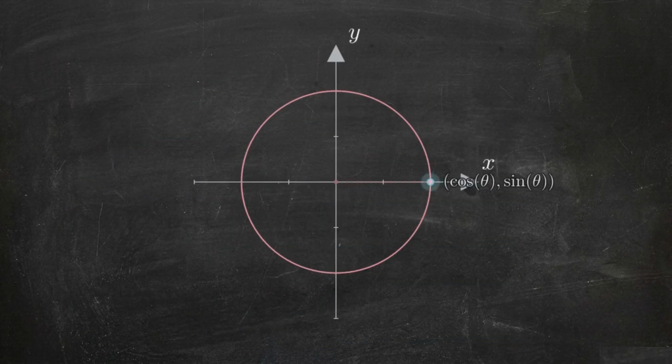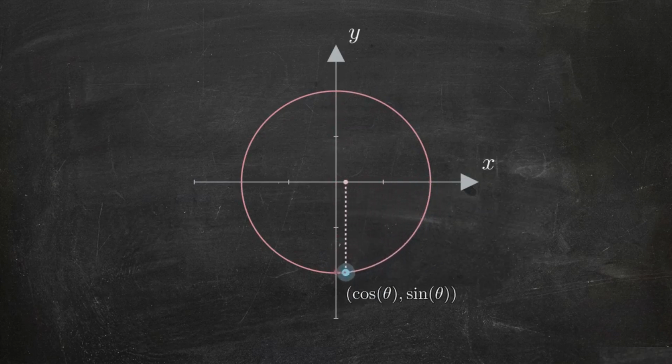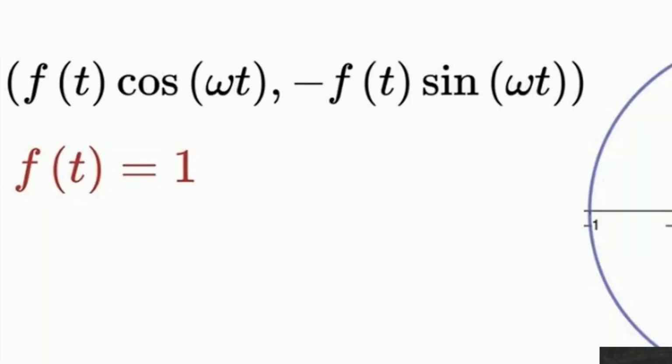We start with the baseline for any circular motion. A point traveling along a unit circle is defined by cosine theta for the x-axis and sine theta for the y-axis. We apply this rotational mapping equation to spin our wave.